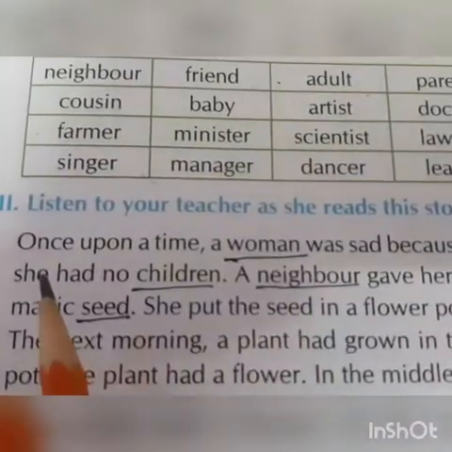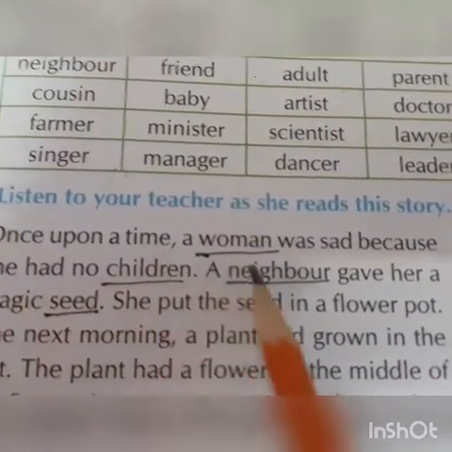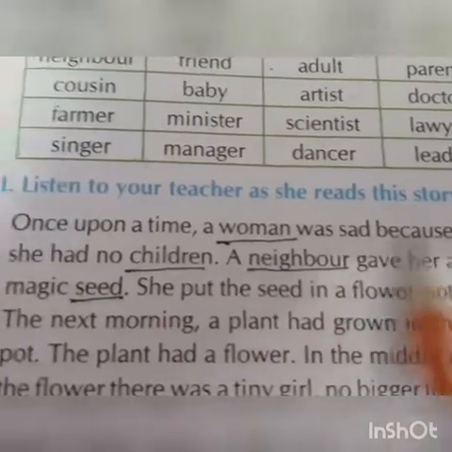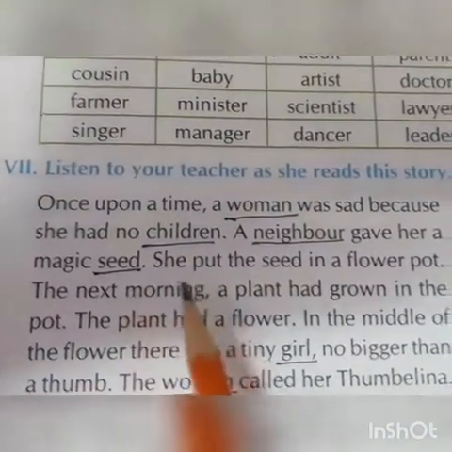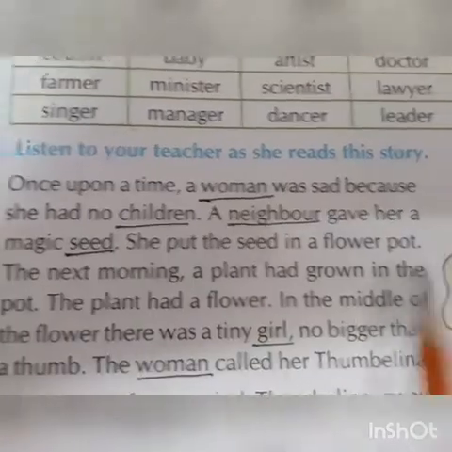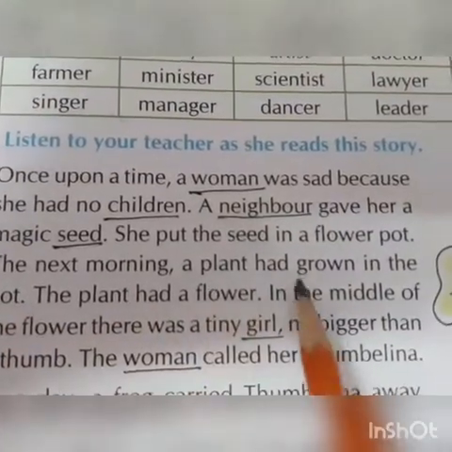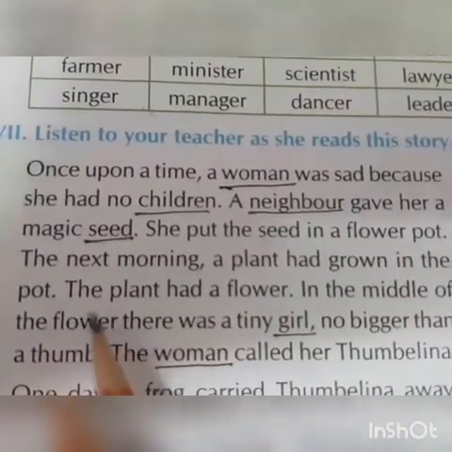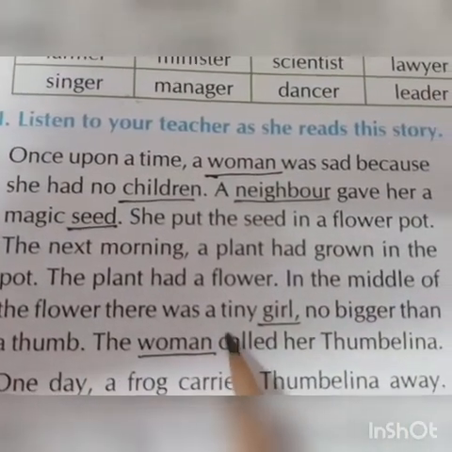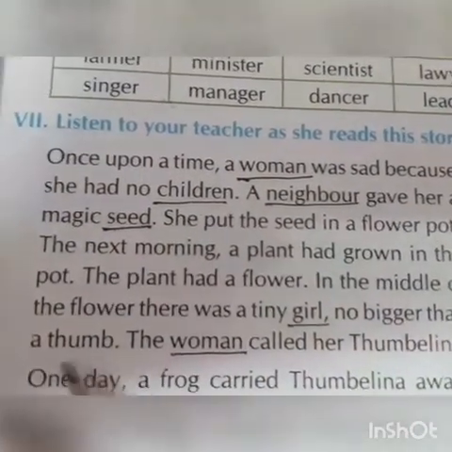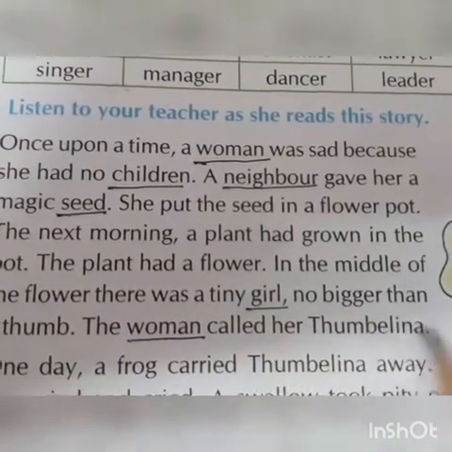Now we'll start the story. Once upon a time, a woman was sad because she had no children. A neighbor gave her a magic seed. She put the seed in a flower pot. The next morning, a plant had grown in the pot. The plant had a flower. In the middle of the flower was a tiny girl, no bigger than a thumb. The woman called her Thumbelina.